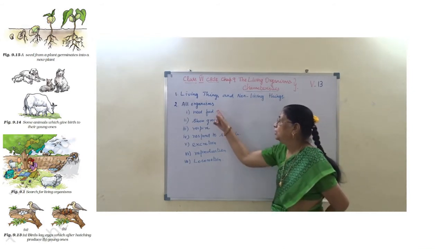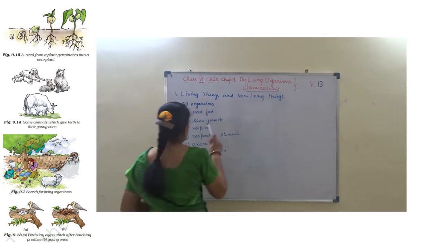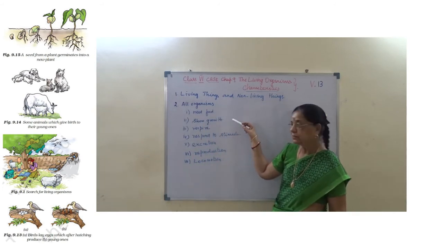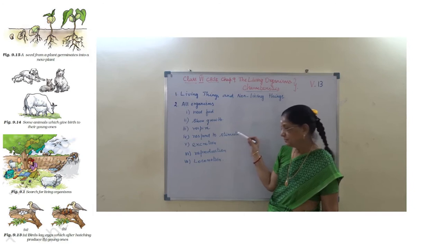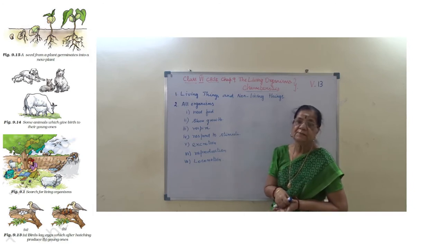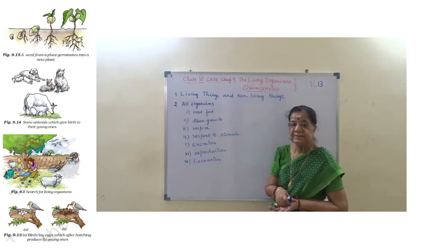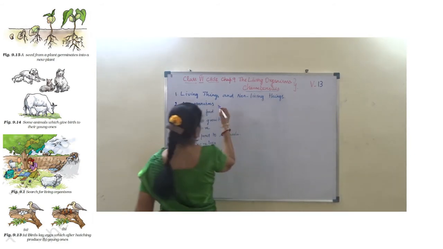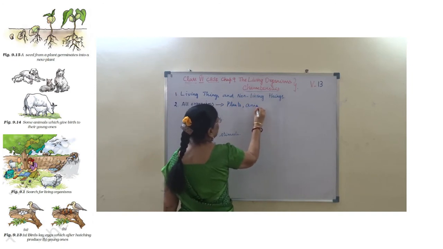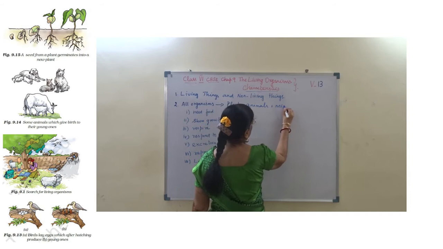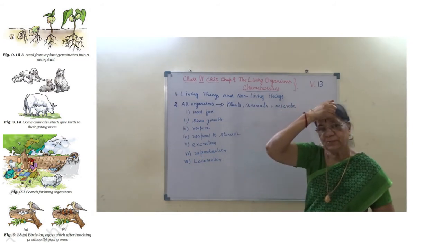As we know, all organisms need food first. All organisms need food. They show growth. They respire. They respond to stimuli. They excrete. They reproduce, and they have locomotory organs. This refers to living things, that is, plants and animals. So here it includes all organisms: plants, animals, and microbes, that is, microorganisms. I hope you are able to follow this.